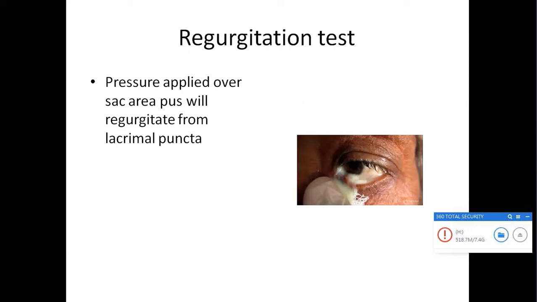So this is the regurgitation test. Whenever you put pressure on the lacrimal sac area, you can see how the pus comes out from the upper and lower puncta. Mucopurulent discharge coming out from the upper and lower puncta.